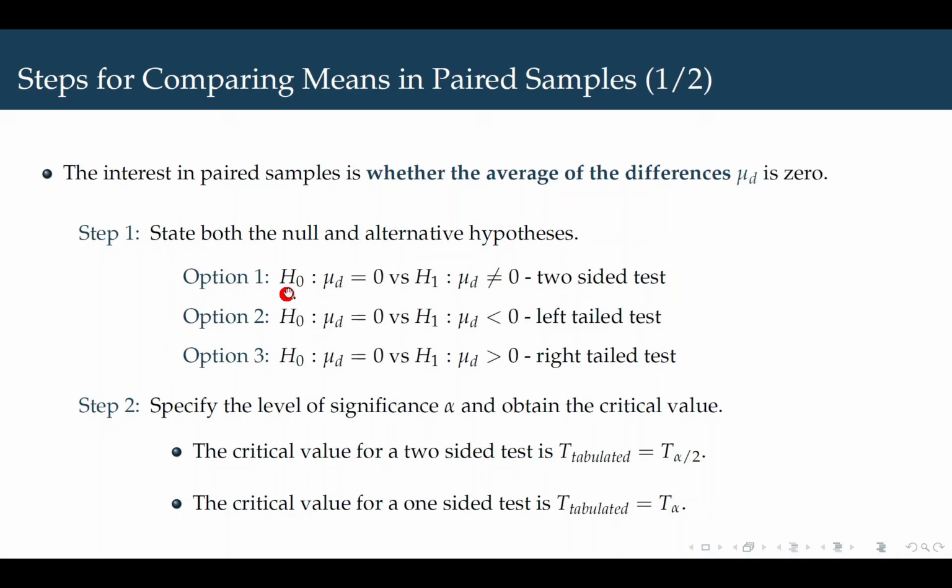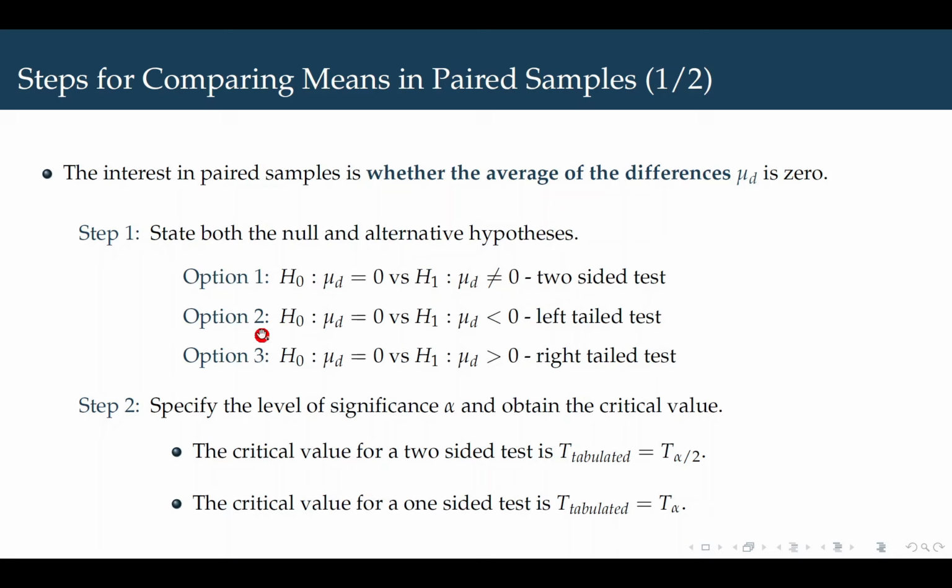In the first option, H naught may be mu D equals 0. That means the population mean of the differences is not significantly different from 0. And H1 could be mu D is different from 0. That is, the population mean of the differences is significantly different from 0. Therefore, here we will have the two-sided test.